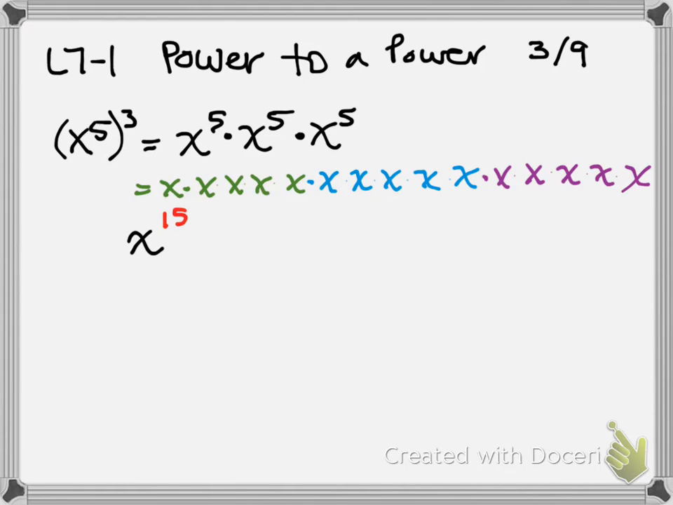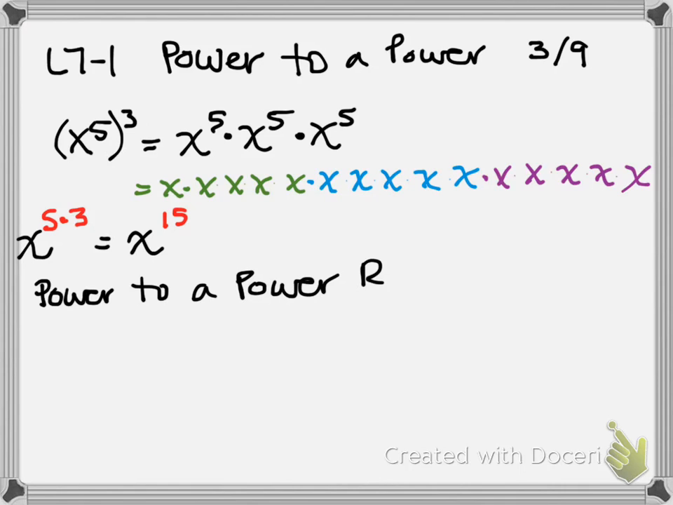Lainey? Just multiply the 3 and the 5. Yeah, so the simpler way would be, if you notice, you had an exponent of 5, and you raise that to the 3rd power. It's the same as saying take those two exponents and multiply them together. So that's the rule for power to a power. So power to a power rule. I'll highlight that.